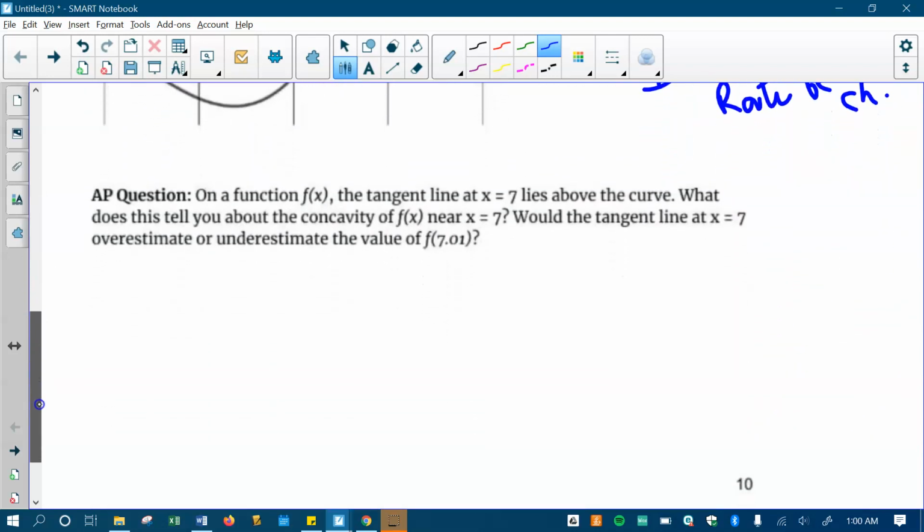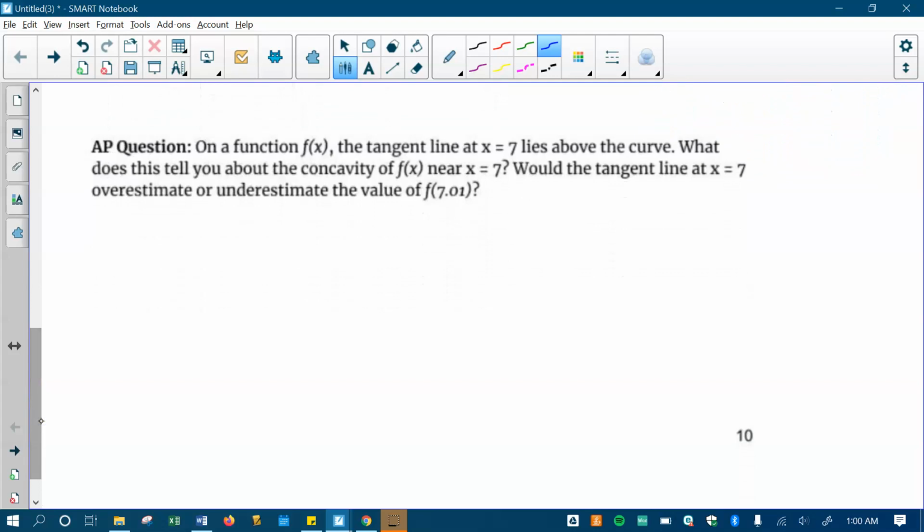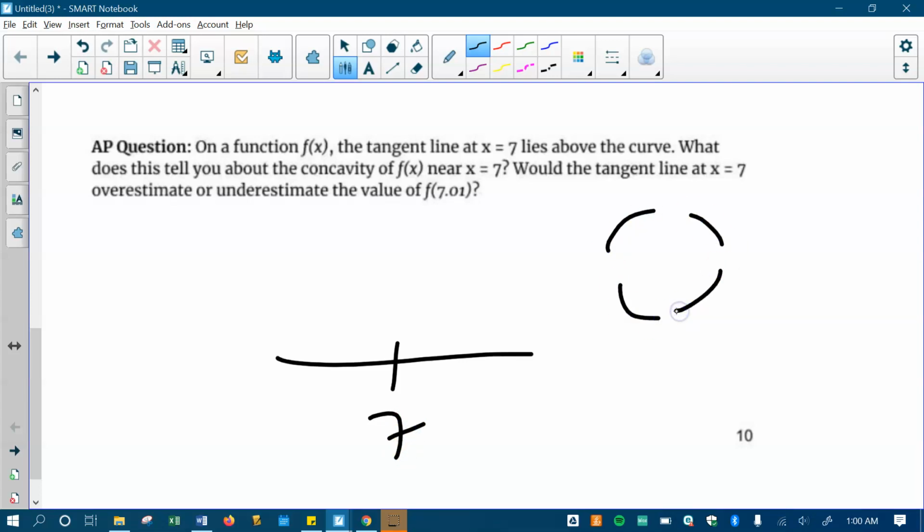Here's an AP question: the tangent line to a function at x equals 7 lies above the curve. What does this tell you about the concavity of f of x near x equals 7? So here's x equals 7. Concavity makes me think of these four curves, and we're putting a tangent line on each at a particular point. It looks like there are two that are above. These two at the top have tangent lines above the curve, and these two here have tangent lines below the curve.